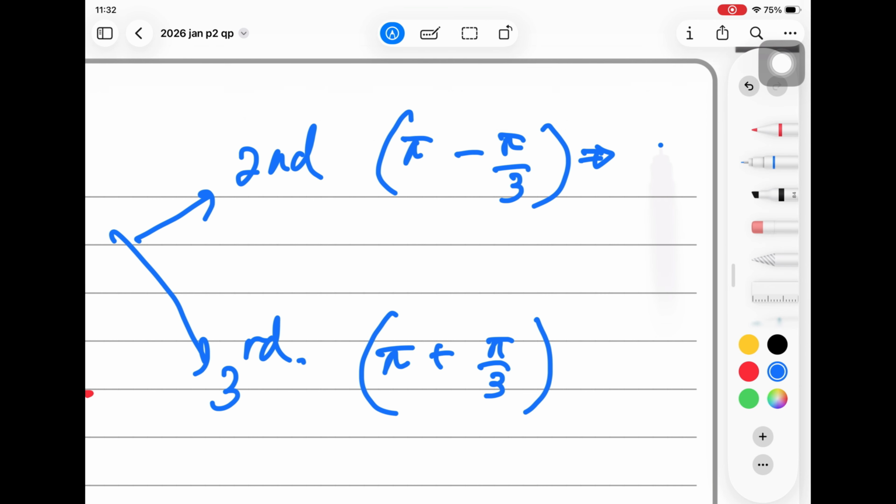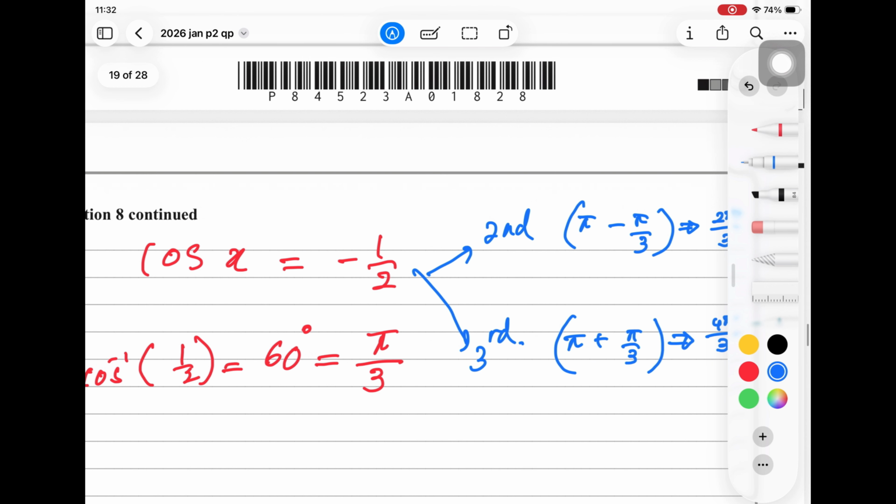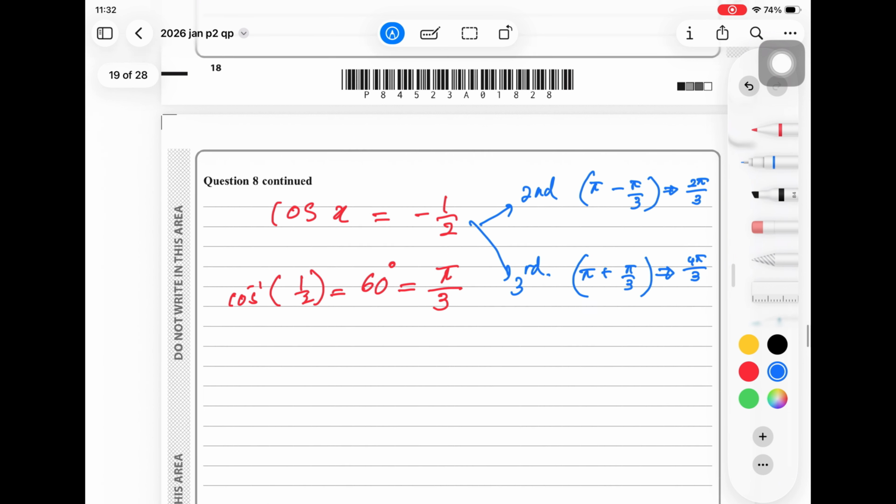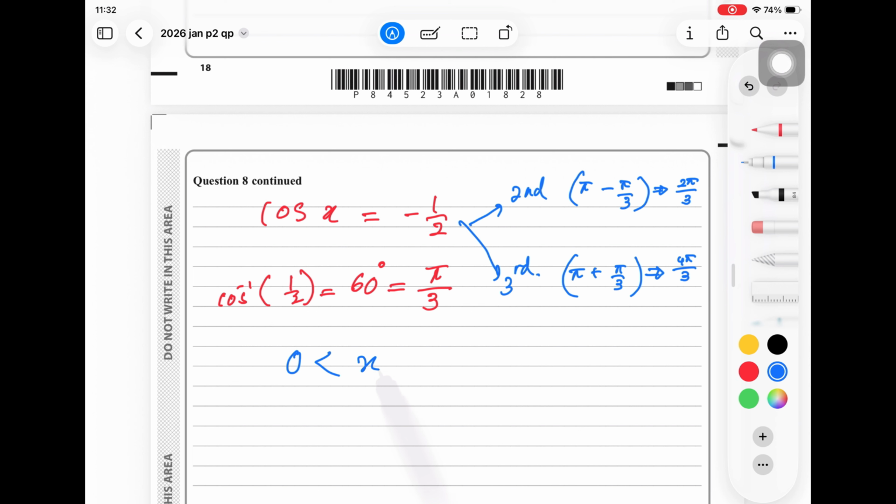So here this one is going to be 2 pi divided by 3. The other one is going to be 4 pi divided by 3. So these are the two answers, and they are in the range as well. Now our next thing is, we know the cosine repeats every 360, so if you can't get a value within the range when you add 360, we need not. So this is our final answer for question number 2 as well. Thank you.